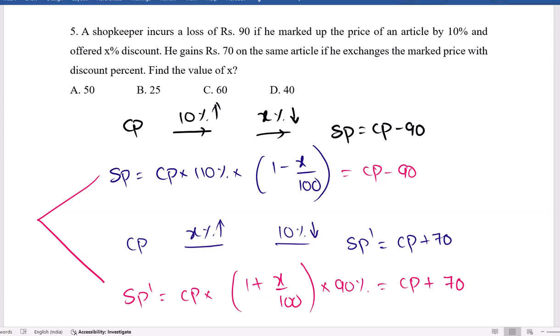90% means 0.9. 110% is 1.1. If you want, that also you can simplify. That's also we can do. You can write this as CP, and 110% can be written as 1.1. I'll just simplify it still.